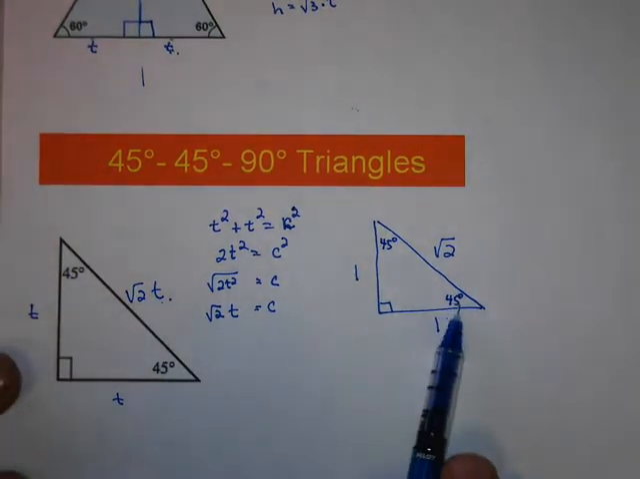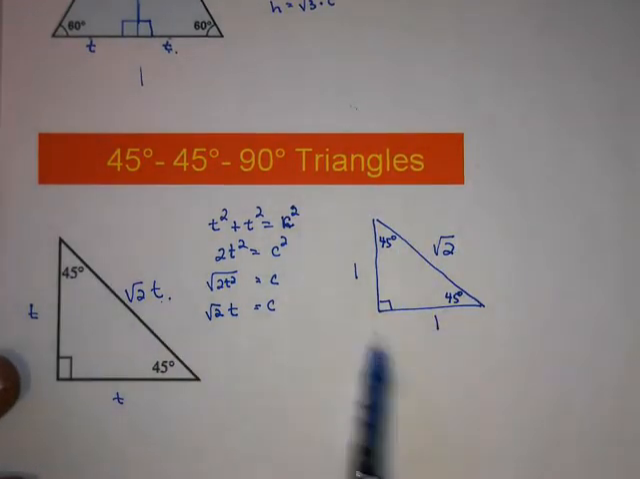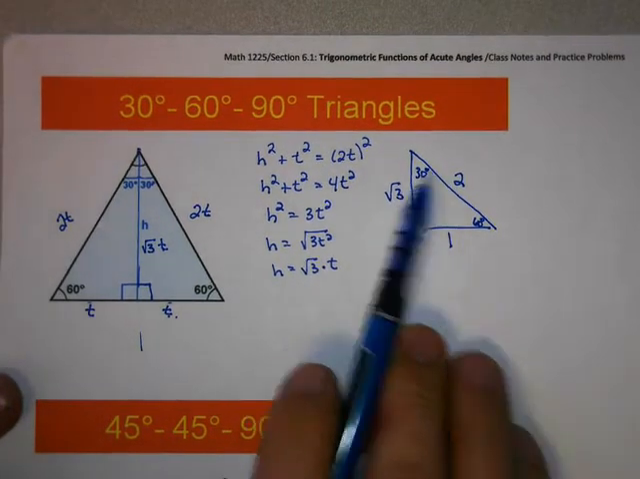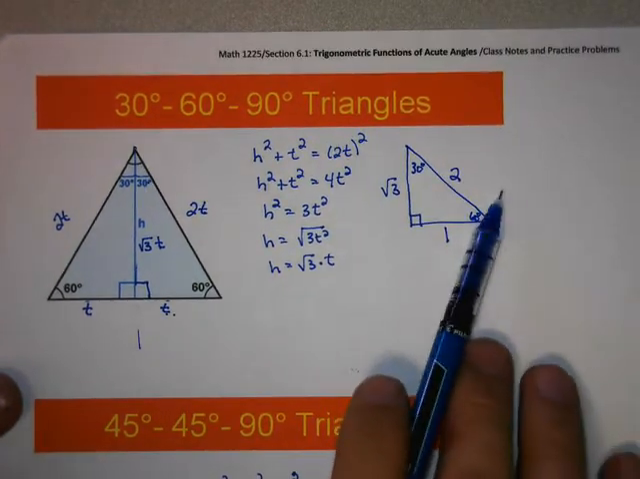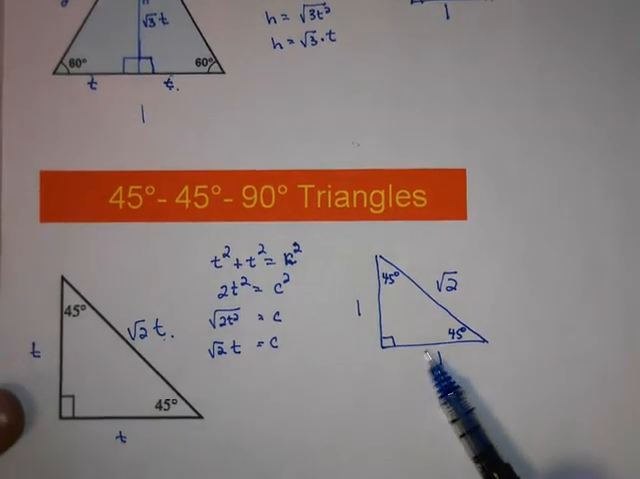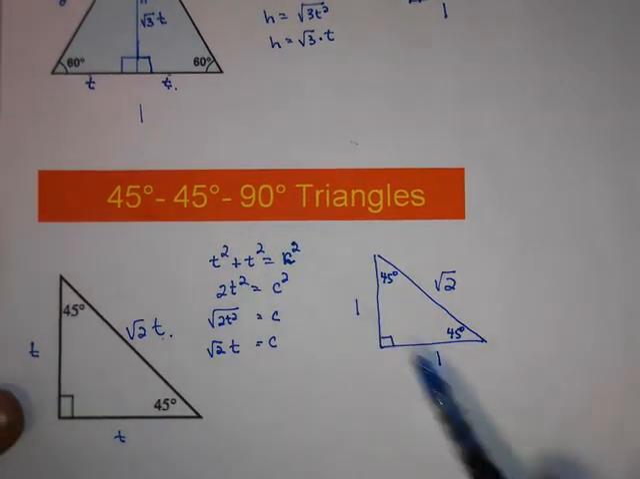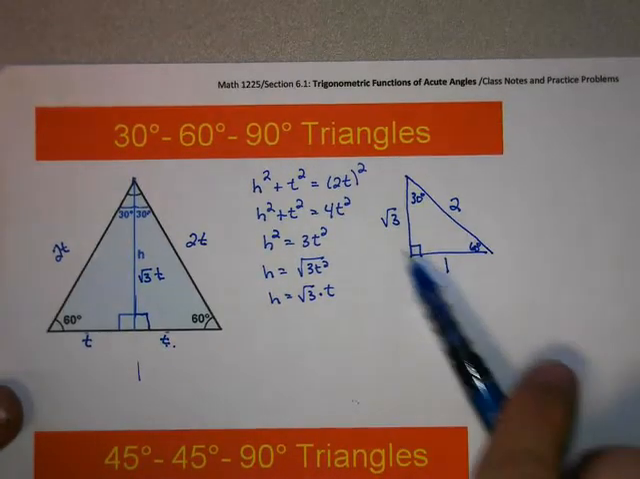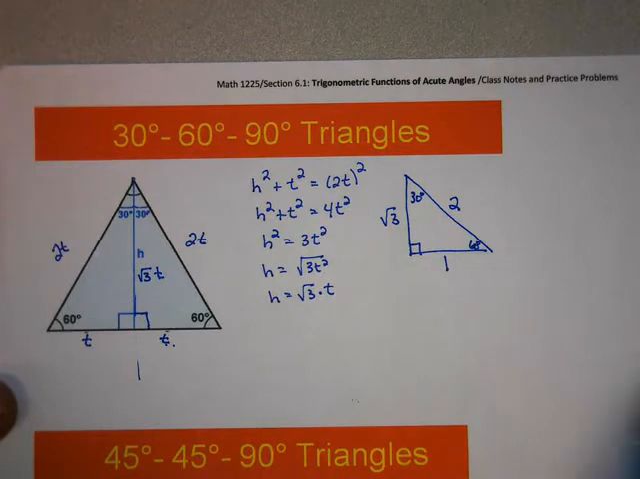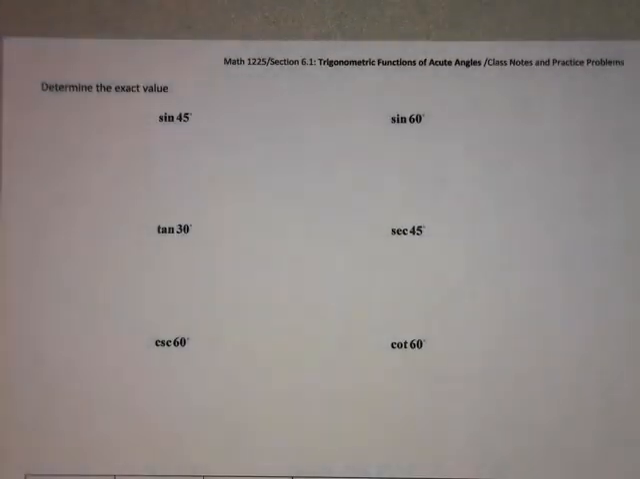So anytime we have a reference angle of 45, we're going to be using a 45, 45, 90. Anytime we have a reference angle of 30 or 60, it's going to be a 30, 60, 90 degree triangle. So these are basic triangles that you want to make sure you memorize the correct sides: 1, 1, square root of 2, and 1, square root of 3, 2. 1 is opposite 30, square root of 3 is opposite 60, and the hypotenuse is 2 for a 30, 60, 90. Because then we're going to be using those right triangles to find the exact values.